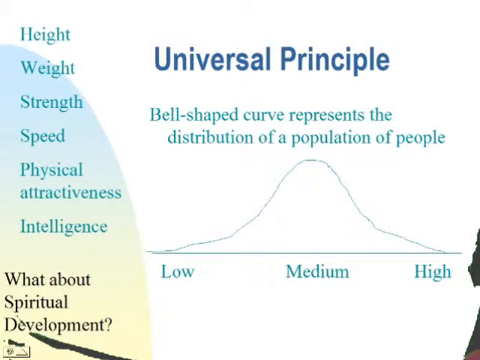The question is, what about spiritual development? What about moral development? Why would the bell-shaped curve not apply? Well, I think it does. I think there are people who are pretty low on the spiritual plane. The majority of people are along the average or medium level of spiritual development, and there are a small percentage of people who are highly spiritually developed. So this is just the basic principle here.